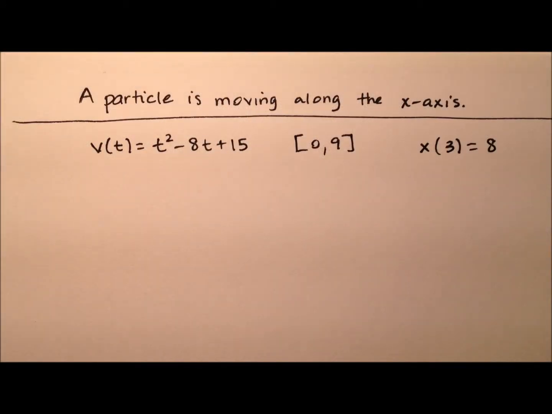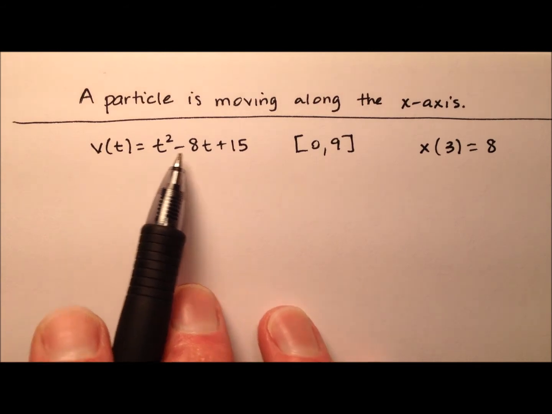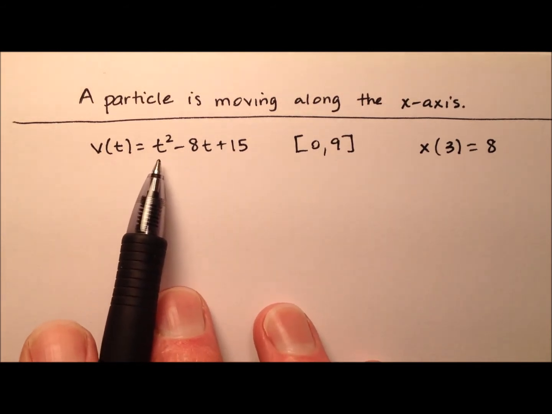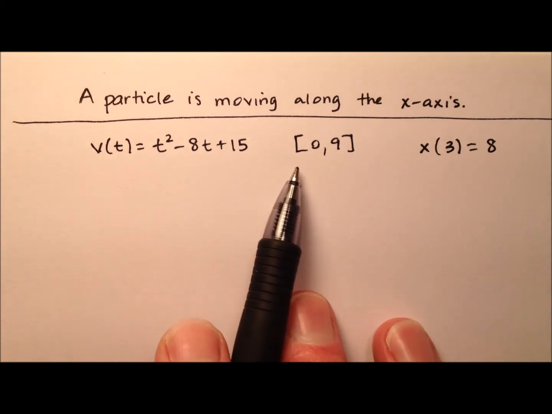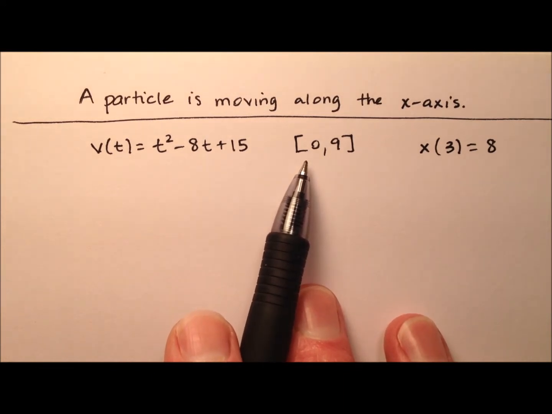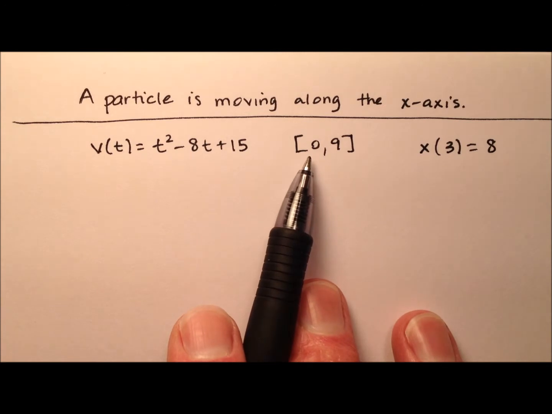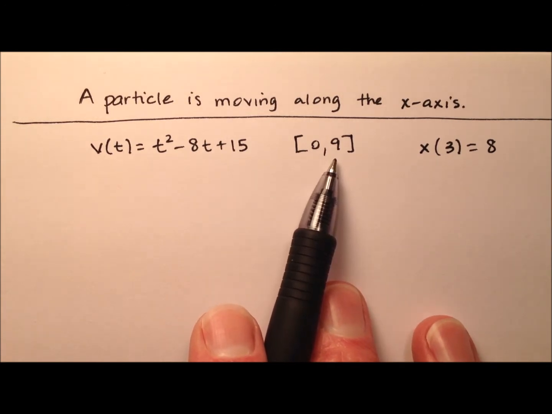In this video, I want to do a pretty thorough examination of an example of particle motion. We see that a particle is moving along the x-axis. So he's moving to the right, he's moving to the left, maybe he's hanging out at a certain spot for a while. We know that the velocity of this particle can be modeled by the function t squared minus 8t plus 15. And in this problem, we're going to be concerning ourselves with the interval time t equals 0 to time t equals 9.